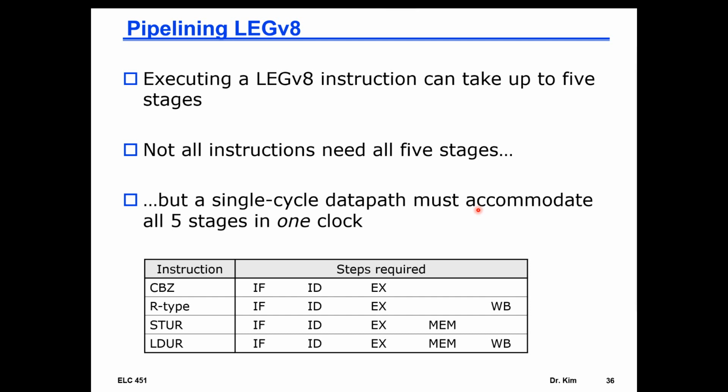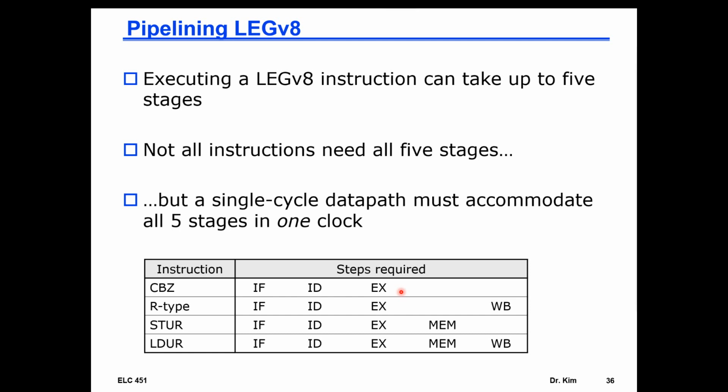So this is an example of the different stages that are required for the different instructions that we looked at. The branch requires the fetch. They all require the fetch, of course, and the instruction decode and the execution, because after the execution for the branch, we know if we're going to take the branch. But in pipelining, you still have to go through all the stages.